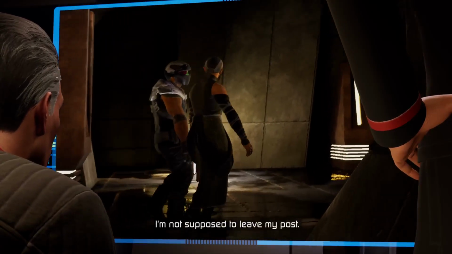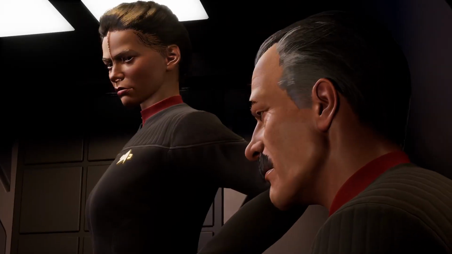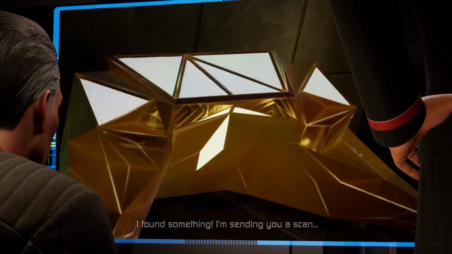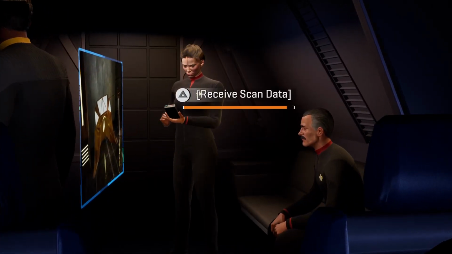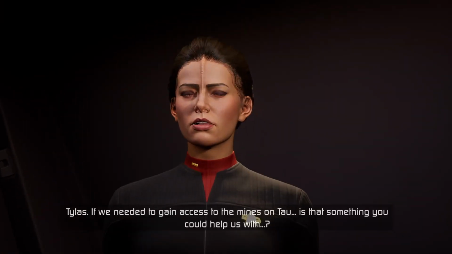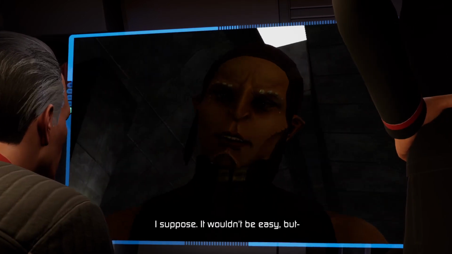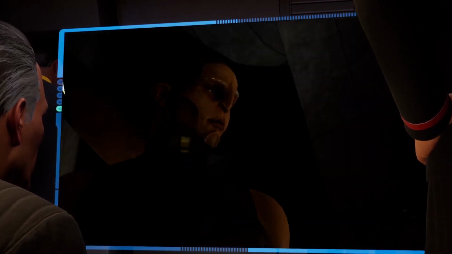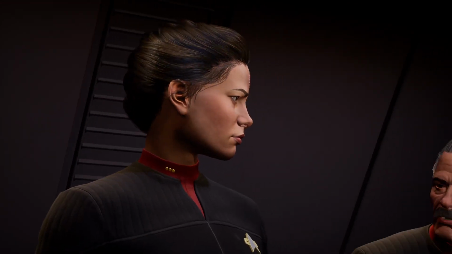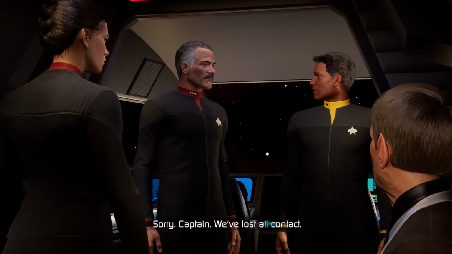It's only for a moment. I still appreciate her help. I found something. Got it. Tyler, if we needed to gain access from Tau, is it something you could help us with? I suppose. I have to go. Tyler. Can we reconnect? Sorry, Captain. We've lost all contact.